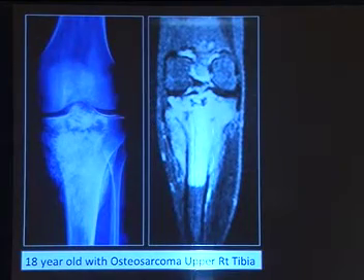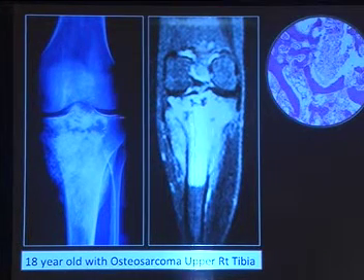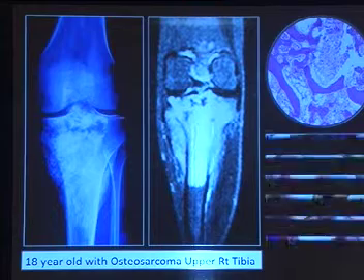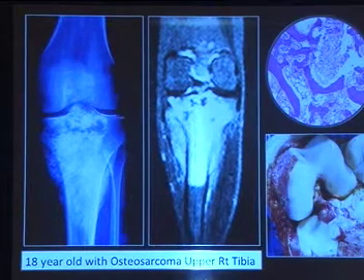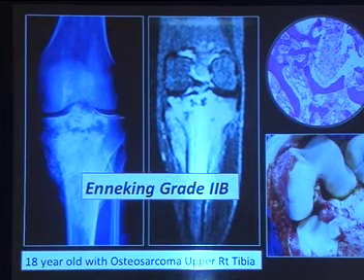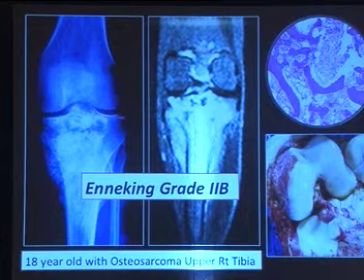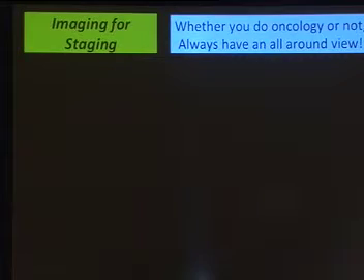As against this patient, 18-year-old, osteosarcoma of the upper tibia, where the tumor was going extracompartmental, pretty high grade. And of course, when you open the specimen, you see the tumor was going into the joint through the anterior cruciate ligament. This was Enneking grade 2B. So this is important that you know the stage of the tumor before you attempt any limb salvage surgery.